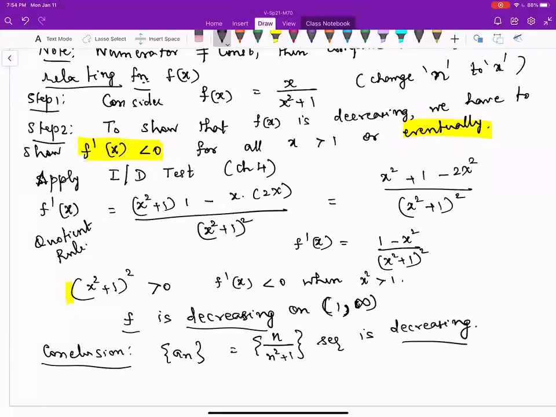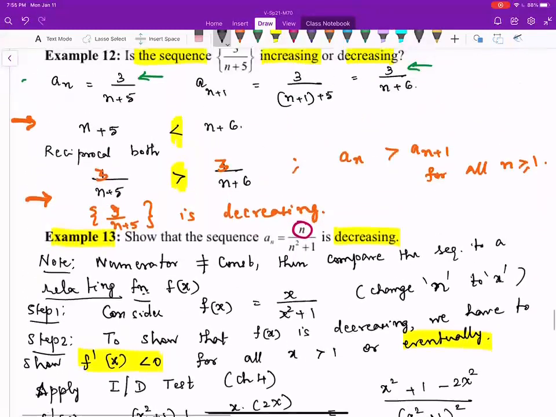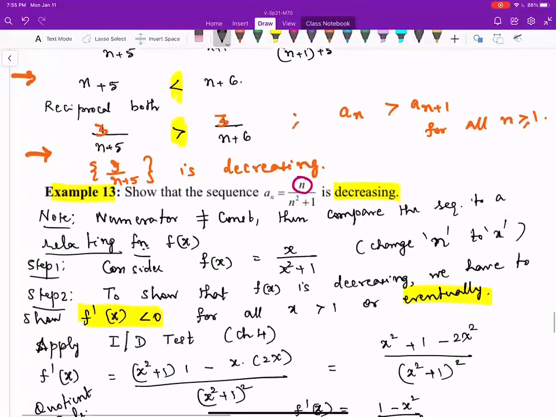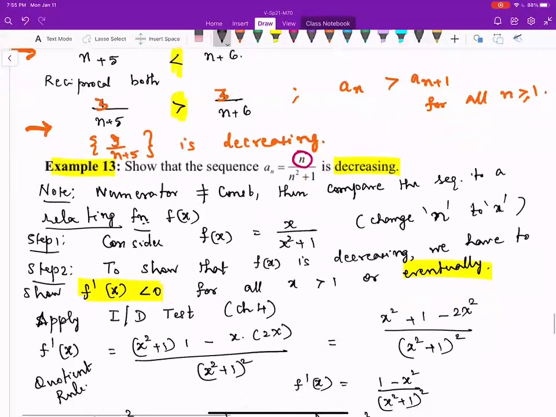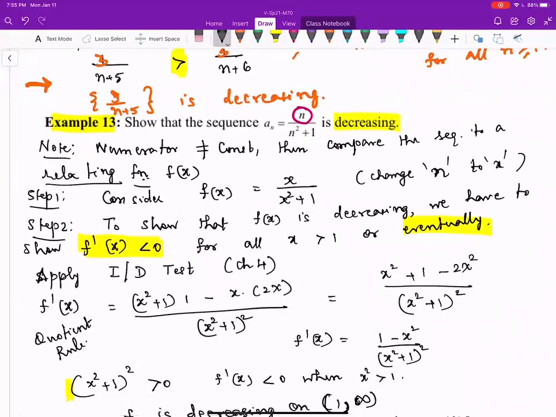So oftentimes we use this technique when we are testing series later on. If the numerator of the sequence is not a constant, if it is n or n squared or something related to n, which is not a number, then you would do this technique. You will consider the relating function and show that the relating function is decreasing by taking its derivative and proving it's less than zero eventually. Then that will tell us the given sequence is a decreasing one.